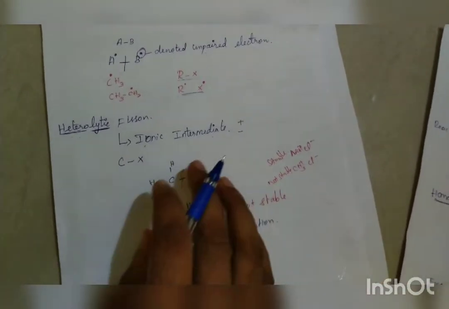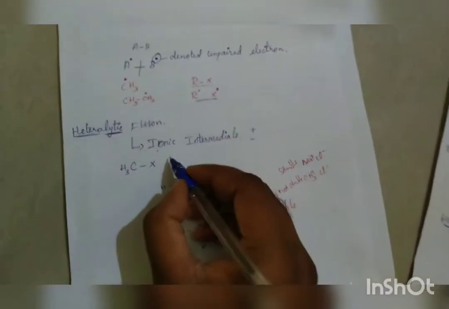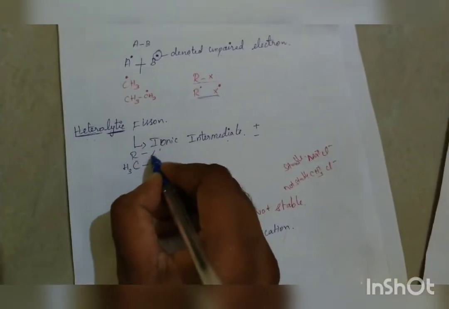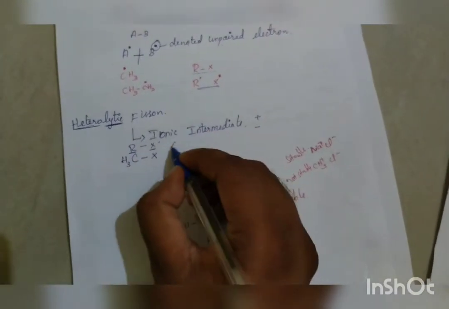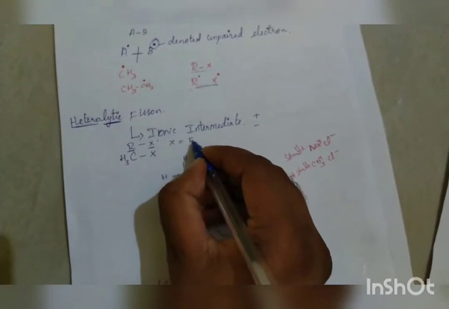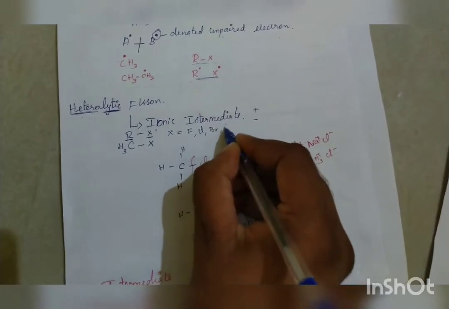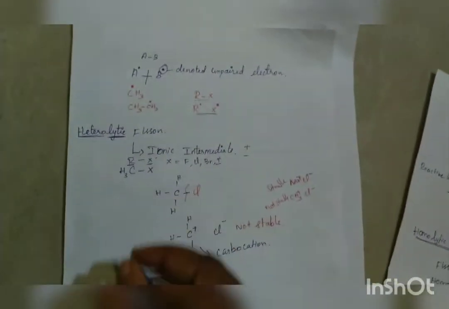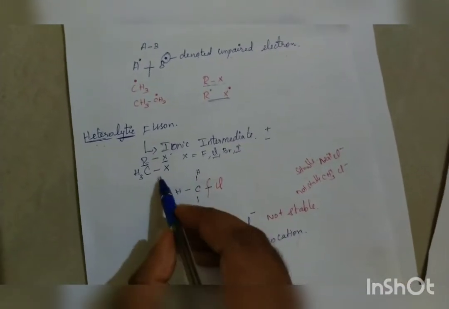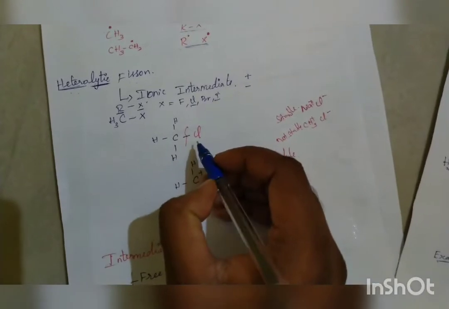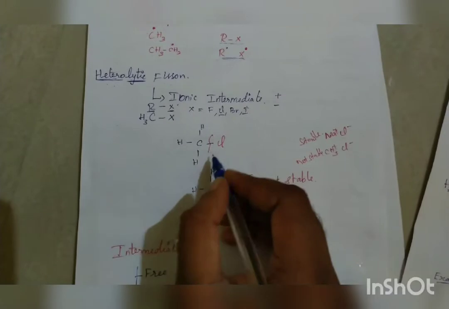Now I will take one example. For example, it is RX, these organic compounds containing a halogen. What is meant by halogen? Halogen means fluorine, chlorine, bromine, iodine. Whatever it may be, I will take chlorine. This chlorine is attached to the methyl group.